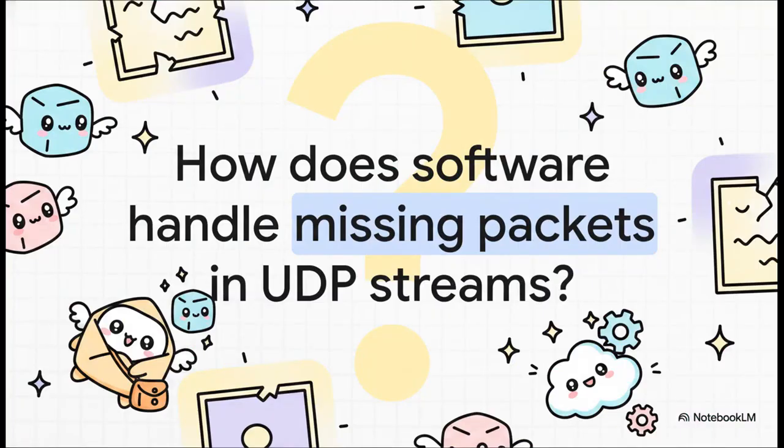I want to leave you with a bit of a puzzle, a provocative final thought before we go. If a high-definition video stream relies almost entirely on the unreliable UDP courier, a courier we literally just saw drops packets without even checking, how does the software on your screen handle those missing pieces without just completely breaking the movie? Think about what the application layer software must be doing behind the scenes to smooth over those inevitable gaps.